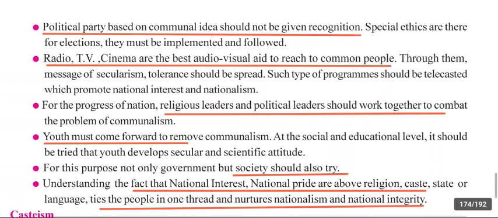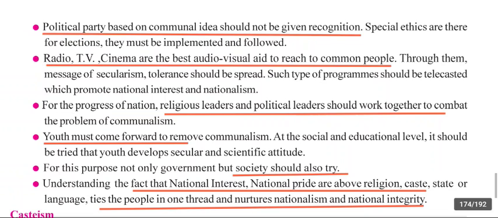Radio, TV, cinema are the best audiovisual aids to reach common people. Through them, the message of secularism and tolerance should be spread. Such types of programs should be telecast which promote national interest and nationalism. For the progress of the nation, religious leaders and political leaders should work together to combat the problem of communalism.